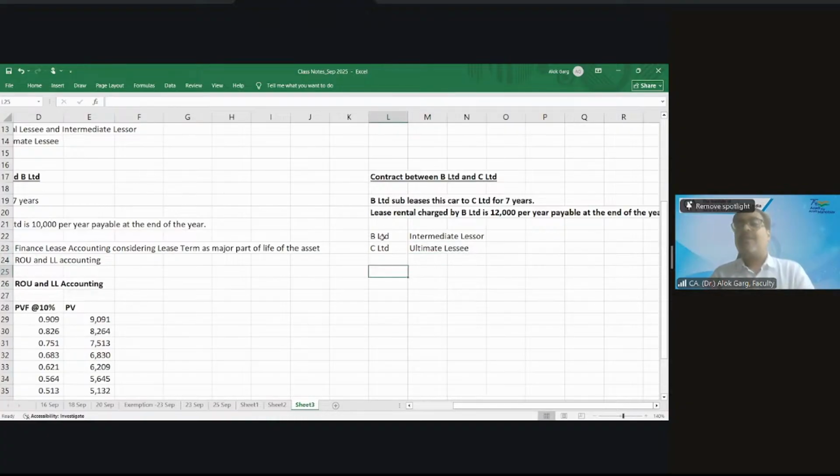So what I'm asking you, in this contract between B and C, tell me one thing: whether B Limited, in the capacity of a lessor, will consider the sublease term with the life of the asset or with the original ROU term. Original ROU term, sir. Yes, I also think it will be.